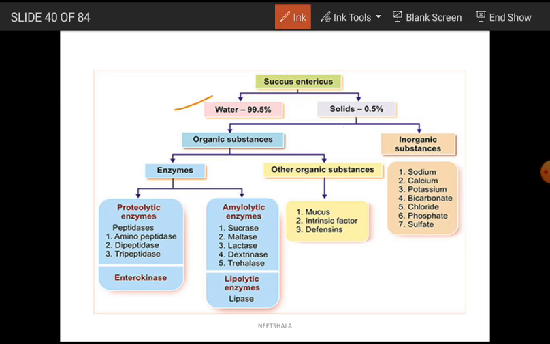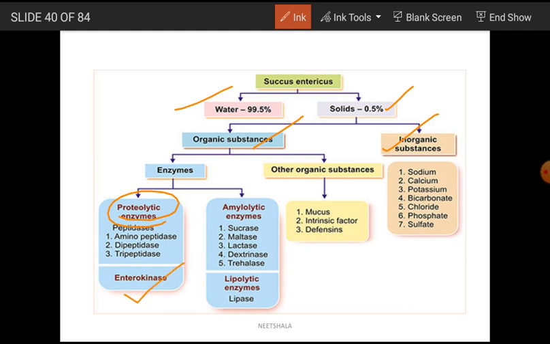Mainly it consists of water, and certain solids are also present. Solids are of two types: organic substances and inorganic substances. Organic substances mainly consist of enzymes. Enzymes include proteolytic enzymes, which are the protein splitting enzymes, like the peptidases, aminopeptidase, dipeptidase, tripeptidase, and so on. And also there is enterokinase.